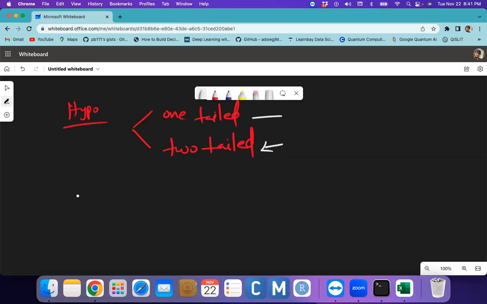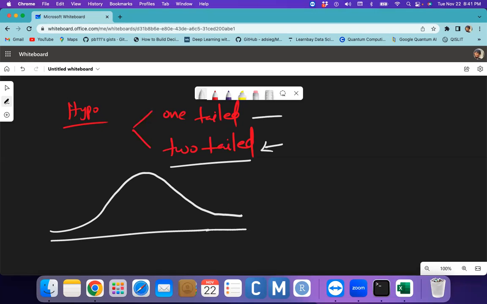Let me consider the two-tail test. When we have a particular data set that is normally distributed, and you are comparing the mean on one side only, less than this area, only this side, only one side, then this type of thing we call a one-tail test.